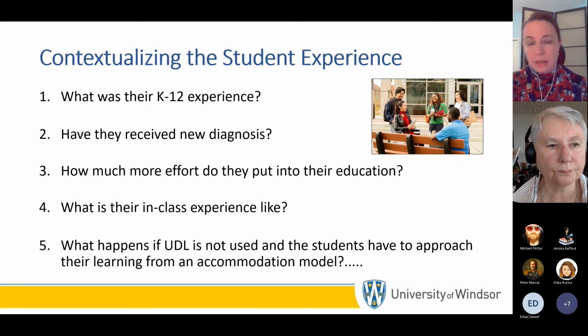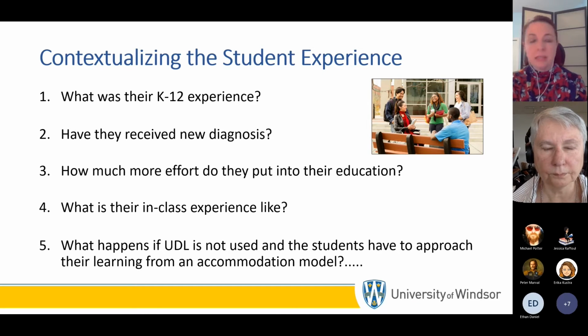Some other students have had a much less positive experience from K to 12. They may have already had a lot of frustrations. They may have had to advocate and it didn't go well. And so they might be coming into the university experience hesitant because it didn't go so well in K to 12. Now they're in post-secondary. They may not want to disclose their diagnosis. They may not want to let people know that they need help. They may want to try to do it on their own.